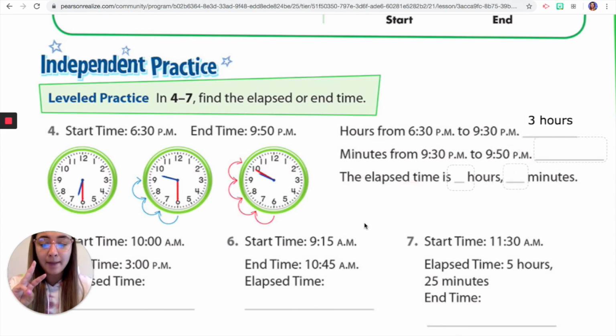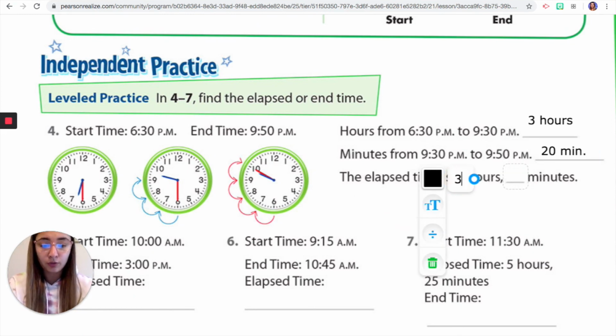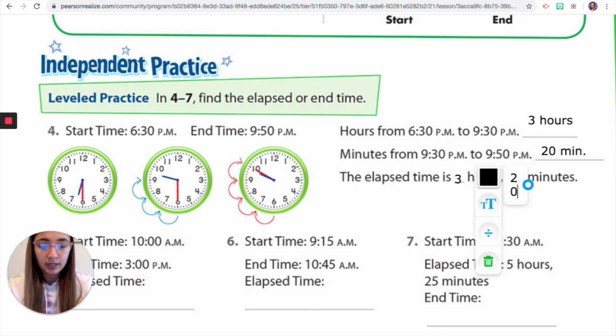Our third step is to count the minutes. So what they did is they moved the minutes from 30 minutes to 50 minutes. If you see the red hand has moved from the 30 to the 50. So again, we are going to count this time by fives because it's our minutes. So we're going to go 5, 10, 15, 20. So we know that the minutes from 9:30 to 9:50 was 20 minutes. I'm just going to abbreviate so that it all fits. So we know the elapsed time is 3 hours, 20 minutes.